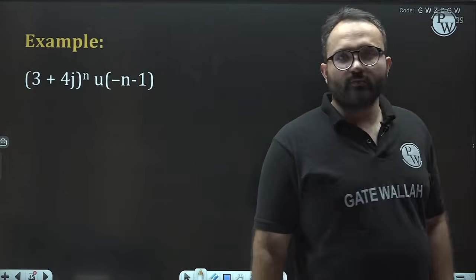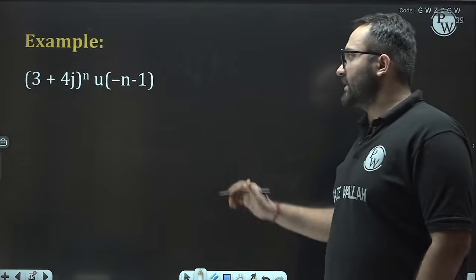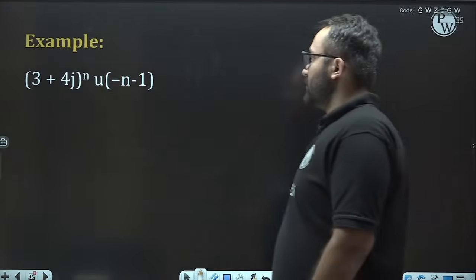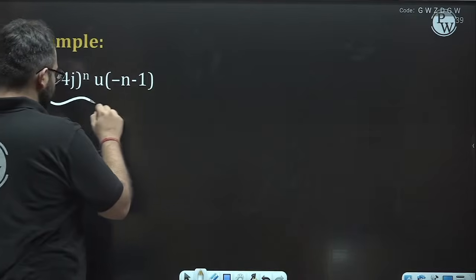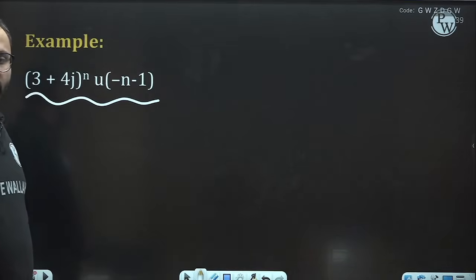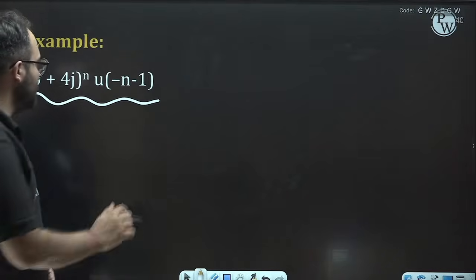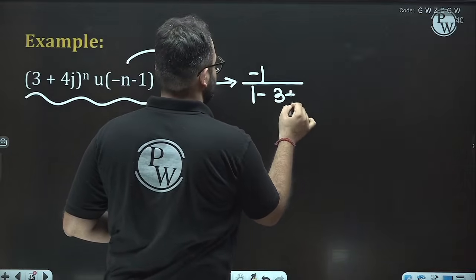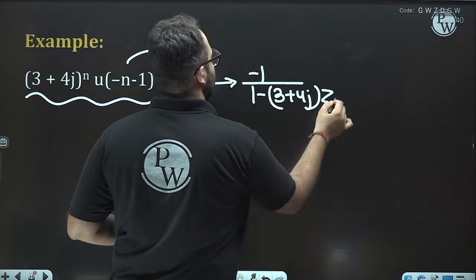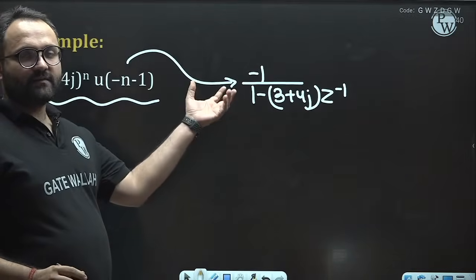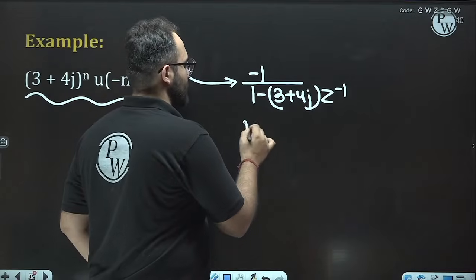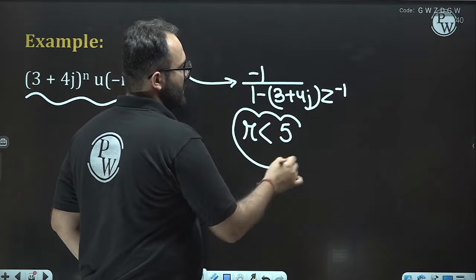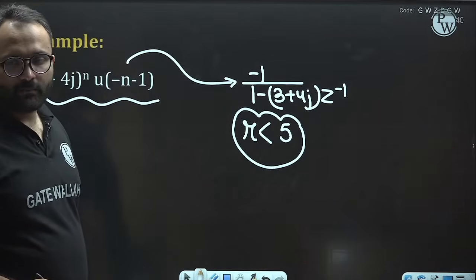Now let's move on to some questions based on this. This is a left-sided signal, and this is the format we have got. Using that format, the z transform of 3 plus 4j to power n u of minus n minus 1 will be minus 1 upon 1 minus 3 plus 4j z inverse. The pole location is at 3 plus 4j, so ROC will be r less than magnitude of the pole, that is 5. The magnitude of 3 plus 4j is 5. I hope all of you remember that.